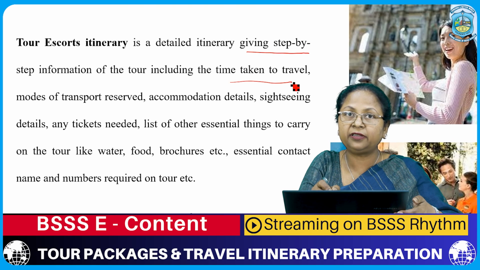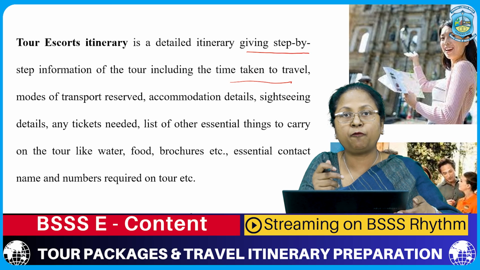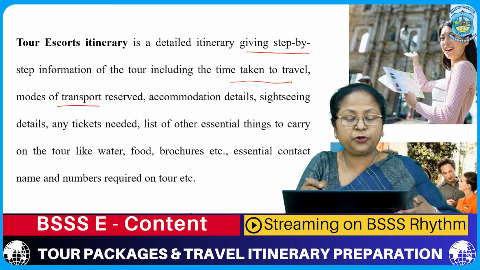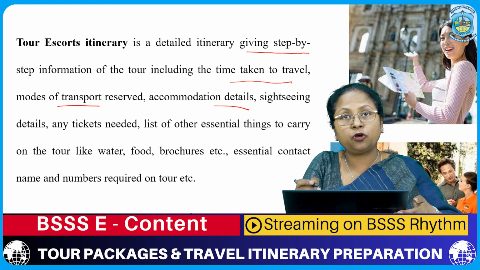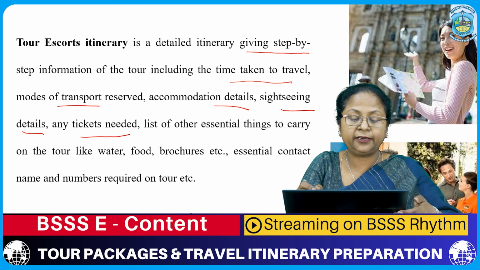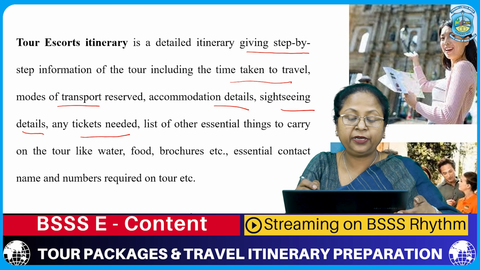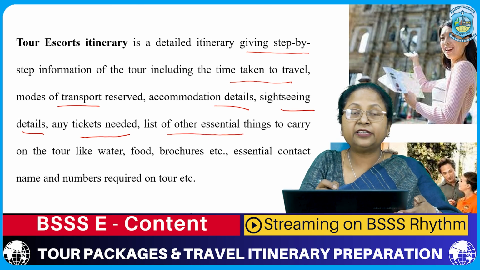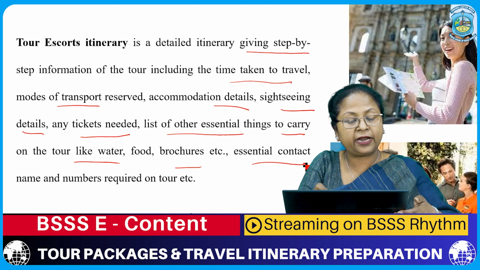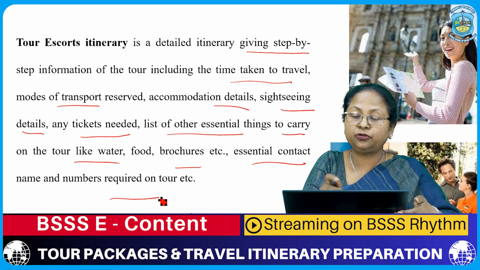Tour escort's itinerary is a detailed itinerary giving step by step information of the tour, including the time taken to travel from one point to another, the various modes of transportation which you have reserved, accommodation details, where you are staying, what type of hotels you are going to stay in, sightseeing details, any entry tickets which will be needed, a list of other essential things to carry on the tour like water, food, brochures, etc. Essential contact names and numbers required on the tour.